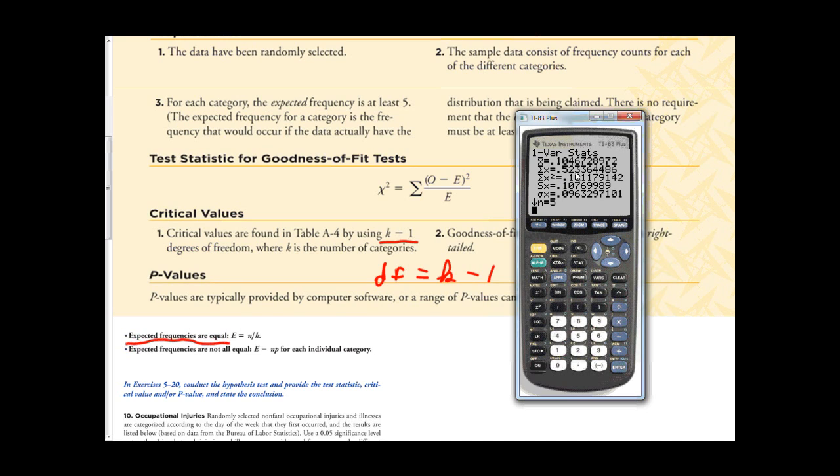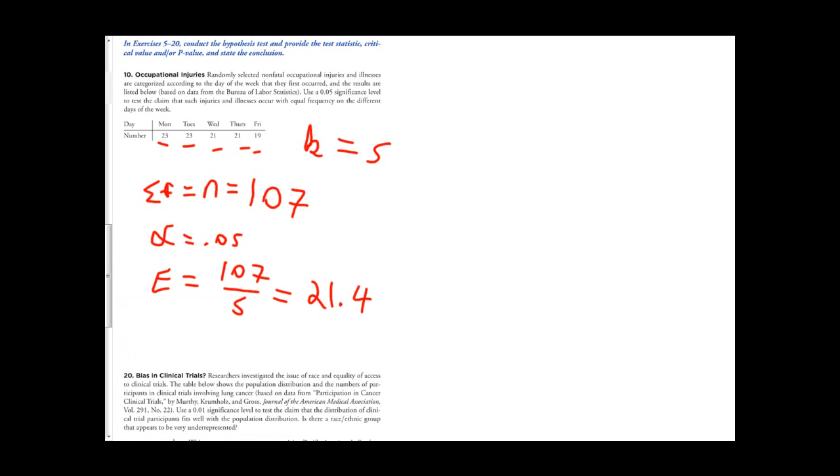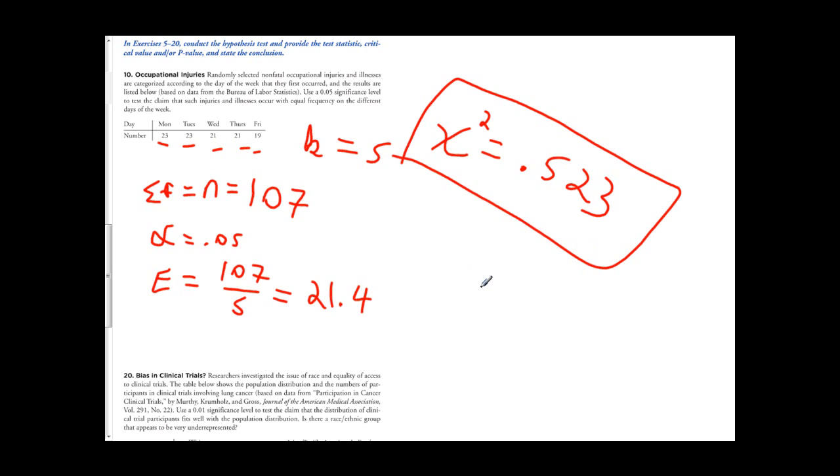0.523. So the chi-squared test statistic is 0.523. So here I have my test statistic, the chi-squared test statistic, all right?